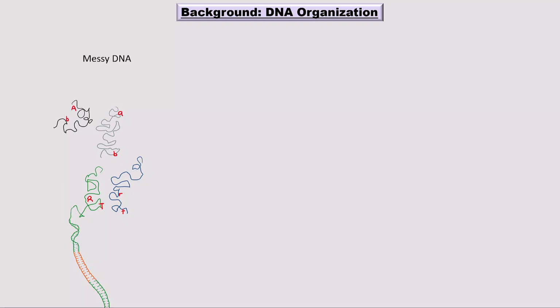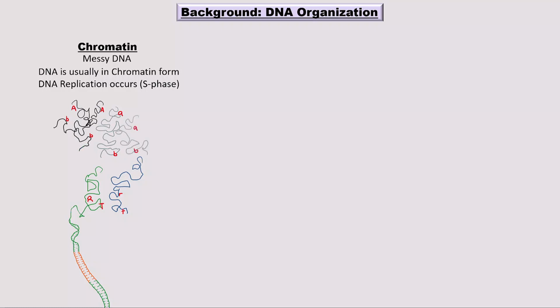DNA usually looks like this. It's a big mess. It's called chromatin, messy DNA. When DNA is in chromatin form, which it is for the majority of the cell's life, called interphase, this is when DNA replication will occur during S phase, which is a subsection of interphase. So when DNA copies itself, it's going to look like this.